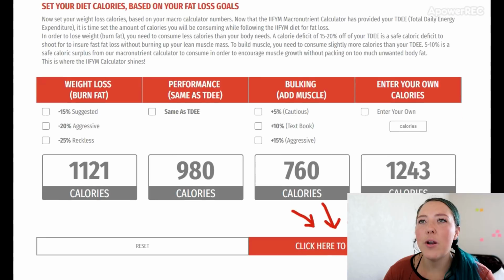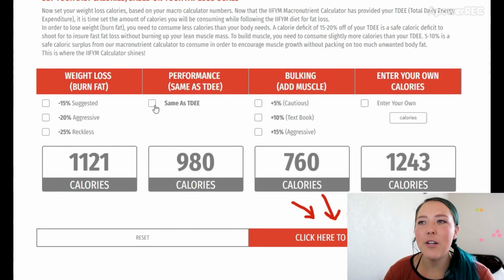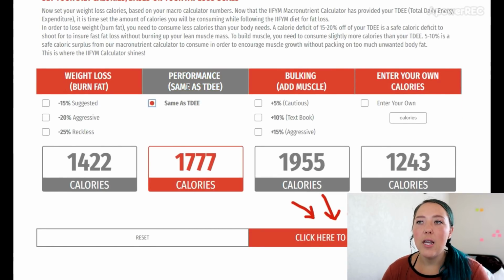Okay, the next thing that we are going to do is come down here and click performance, same as TDEE, which is total daily energy expenditure.